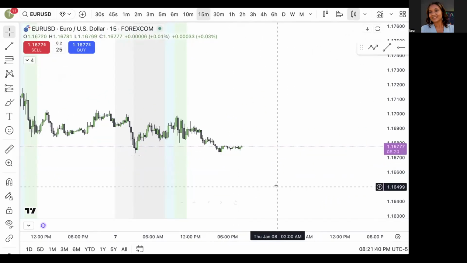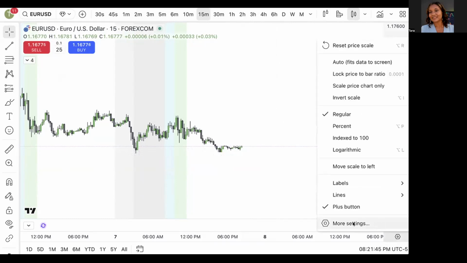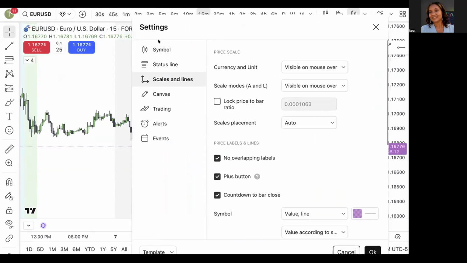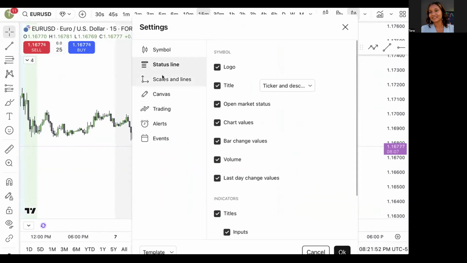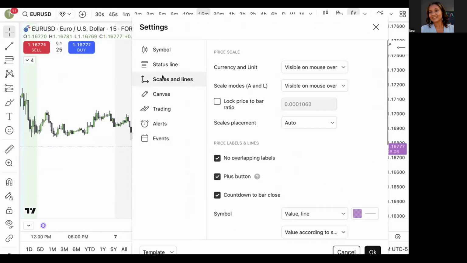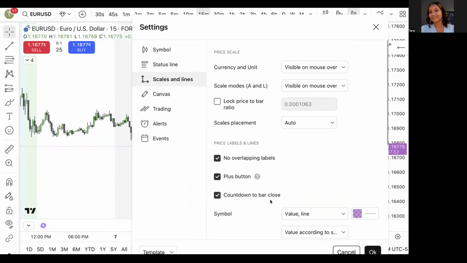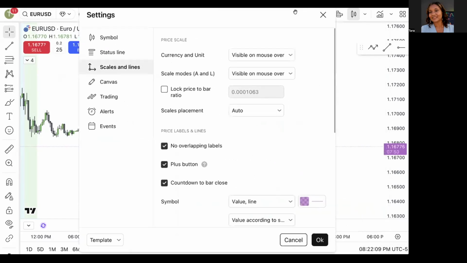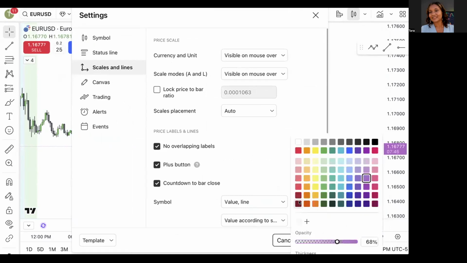All right, and so in order to get this on your screen, you can click on this little cogwheel down here, and then click on More Settings. And you'll see that this is the settings menu, and there's symbols and the status line and scales and lines. And if you look down here to price labels and lines, you'll see that there is a countdown to bar close. And so you just need to be sure that that is checked. So you want to check that box. And then you can also decide what color you'd like for that label to be. I've chosen purple, and you can choose any color that you would like.